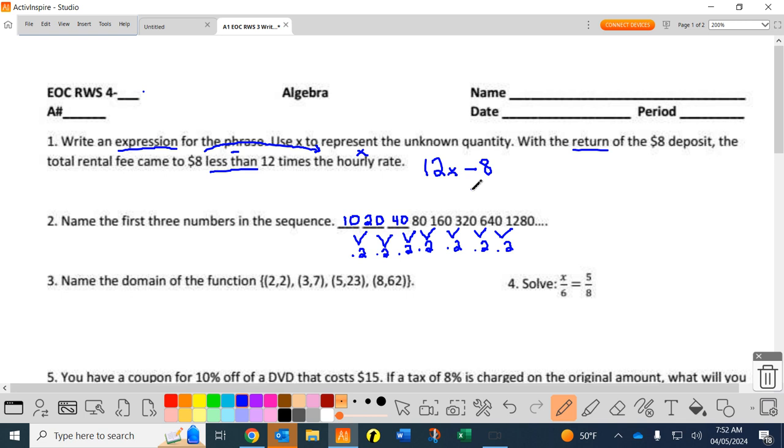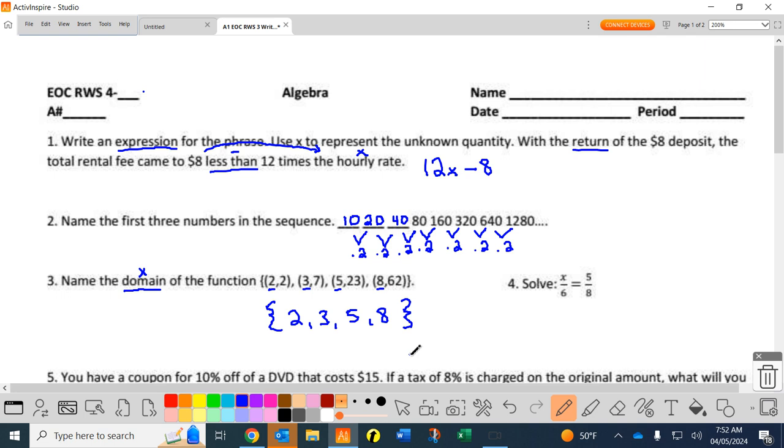It says name the domain of the function. Domain is always going to be your x's. So all you're doing is making a set. Now sets do need braces on either side of them. And if you're looking at the x's, x's are always going to be the first number in each one of your ordered pairs. So you're going to list out the x's in a set: 2, 3, 5, and 8. They're already listed from least to greatest, so we don't need to rearrange them at all. So that would be your domain.